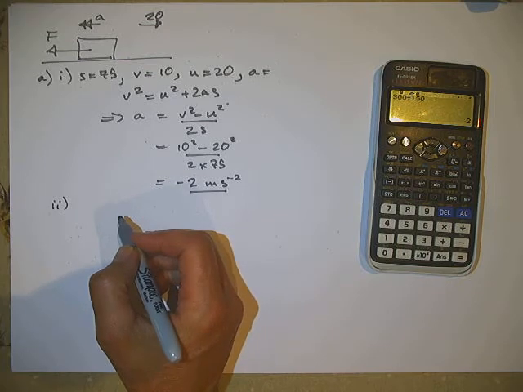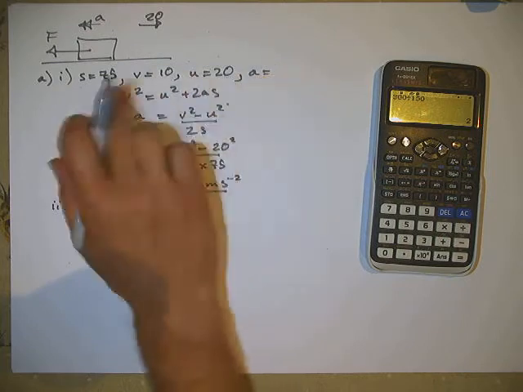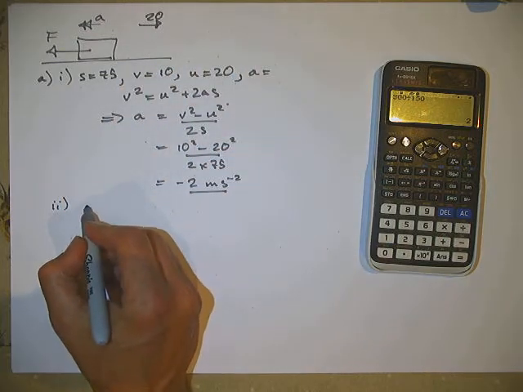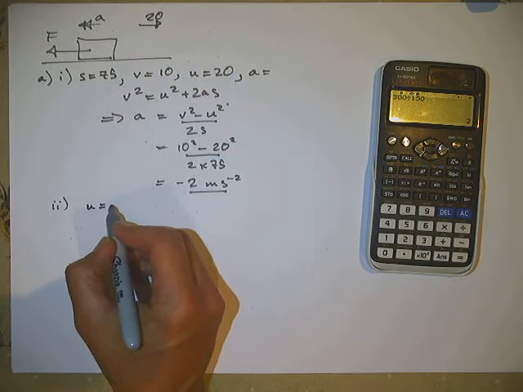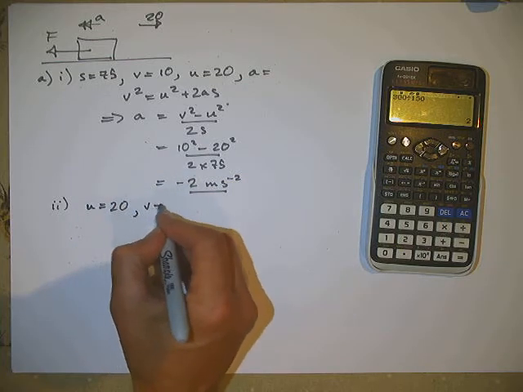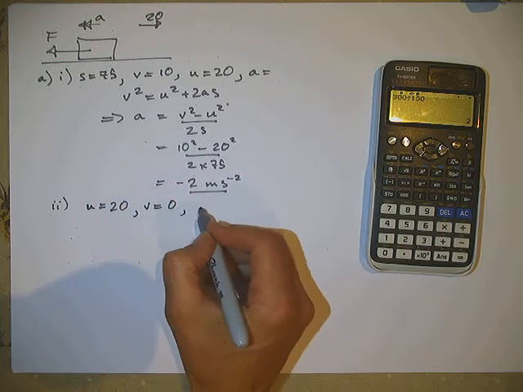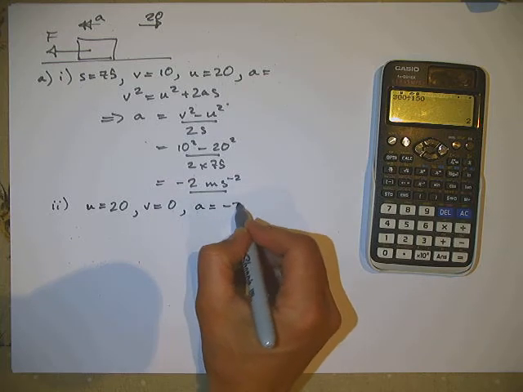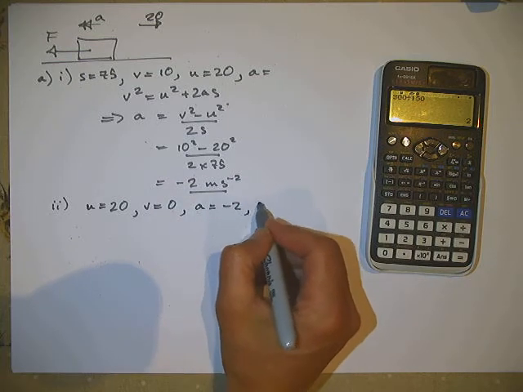Part 2. Time taken for the car to reduce from 20 to 0. Well, twice as long. Oh, except we don't have the time already, do we? So right, let's see what we've got. From 20, so not from 10 to 0, from the original 20. 20 to 0. A is minus 2. Really? Time taken?